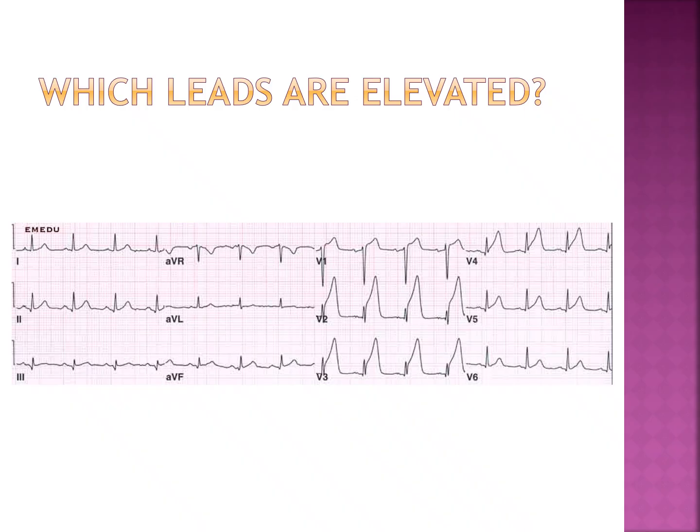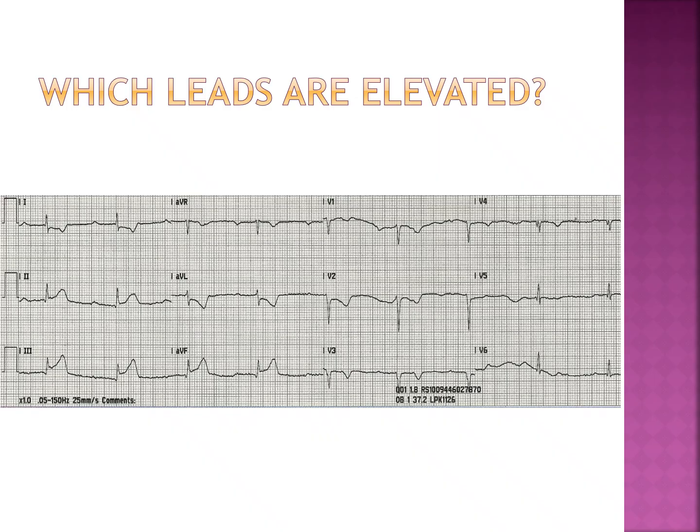And remember, V1 and V2 are my septal leads, and V3 and V4 are my anterior leads. So I have an anterior septal MI, or STEMI, because I have ST elevation. You can call it septal anterior, but most people, for whatever reason, call it an anterior septal.